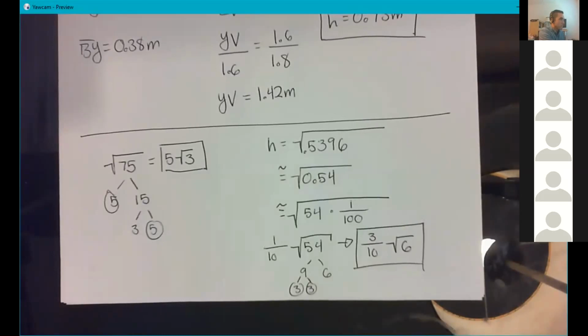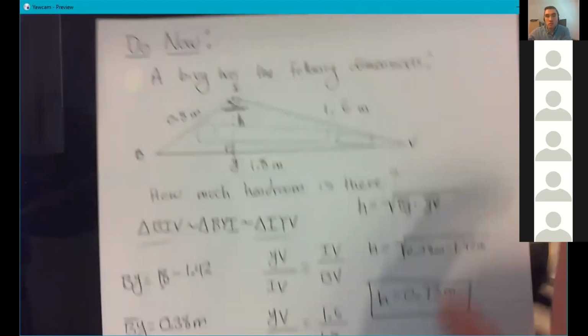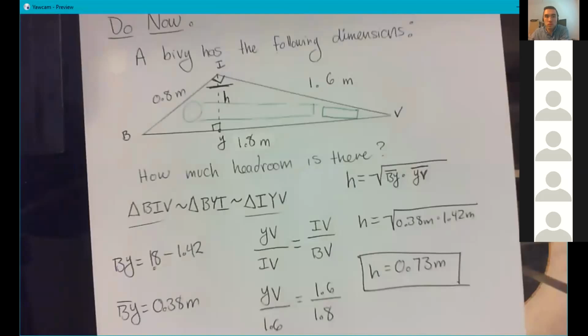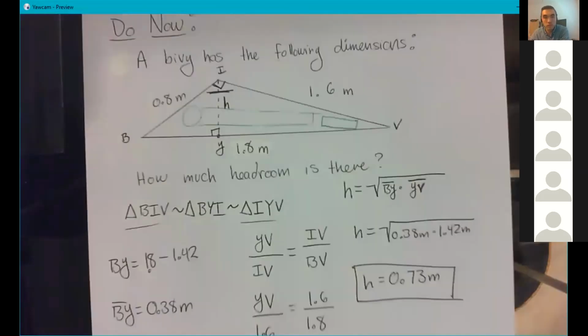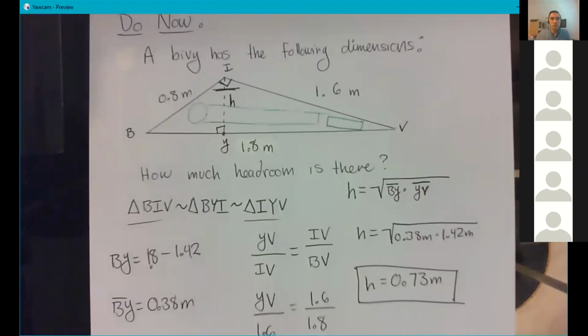Sorry, I just had a question for the do now problem. I found the altitude in a different way. Instead of finding the two values for the two bases of the smaller triangles, all I did was set up a proportion that included the altitude, and that's how I found the value of the altitude. That's interesting. What proportion did you set up with the altitude? 1.8 over 1.6 equals 0.8 over altitude h. That is a correct proportion.